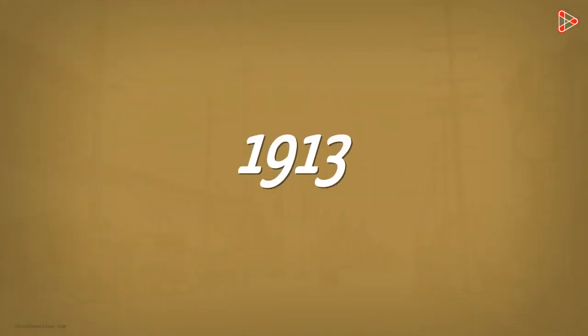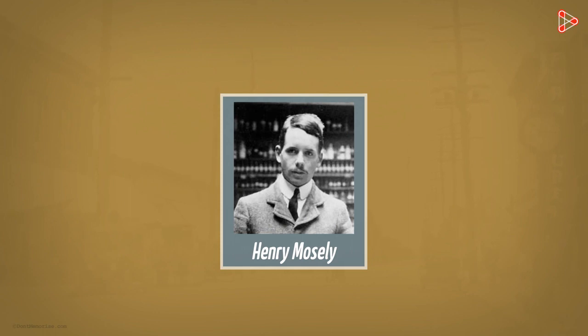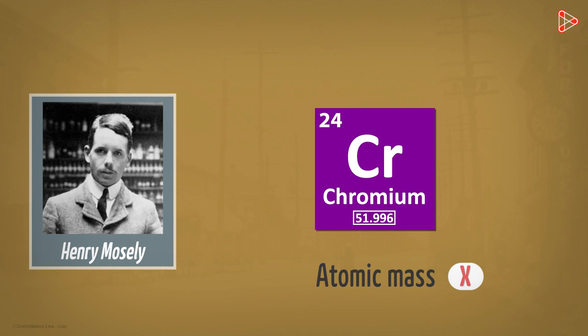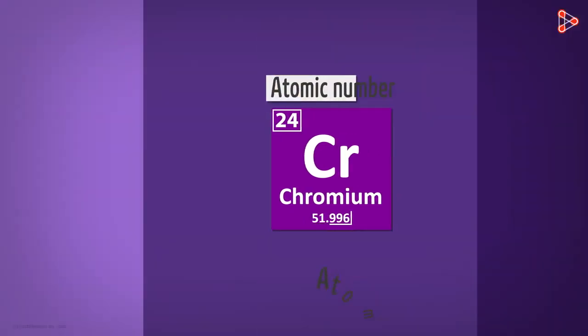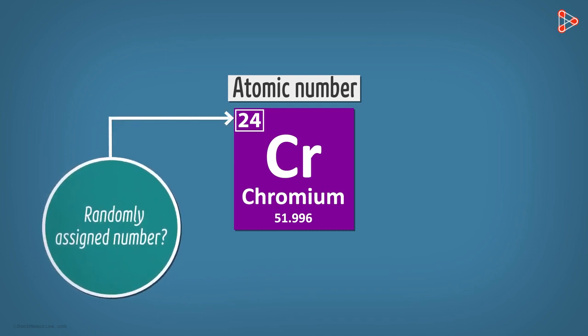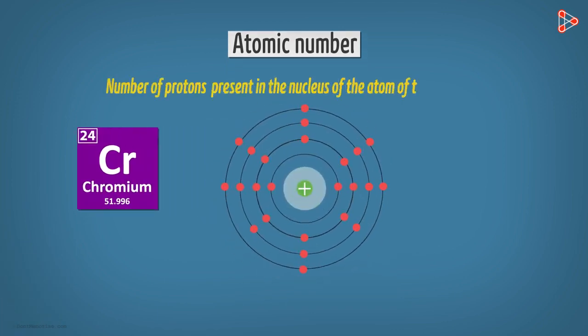It was around 1913 that the British physicist Henry Moseley found an interesting fact. He realized that instead of atomic mass, all the elements will show periodicity if arranged on the basis of their atomic numbers. Wait a second, did I just say atomic number? Isn't atomic number a randomly assigned number to the atom by us? Actually not. Atomic number of any element is never a randomly assigned number. It is basically the number of protons present in the nucleus of the atom of that element.